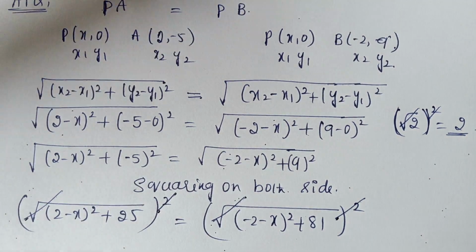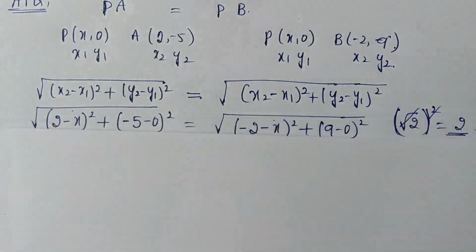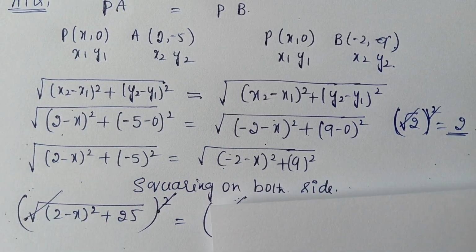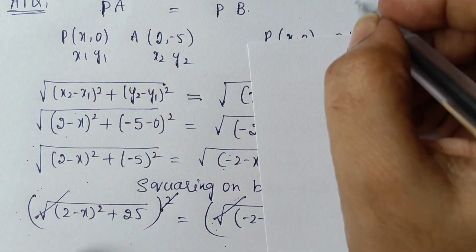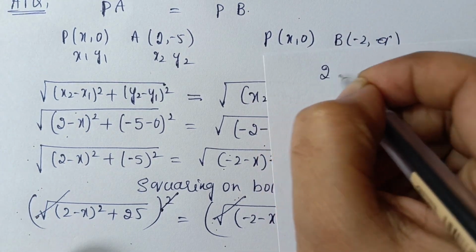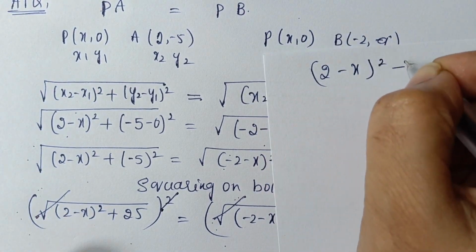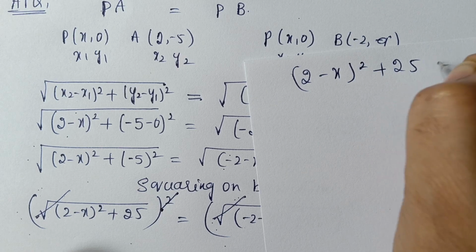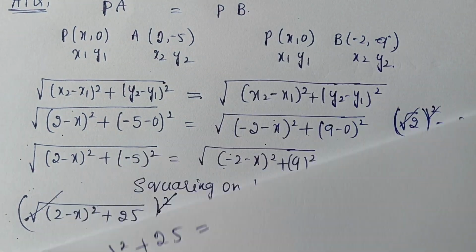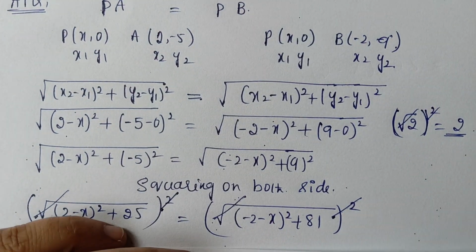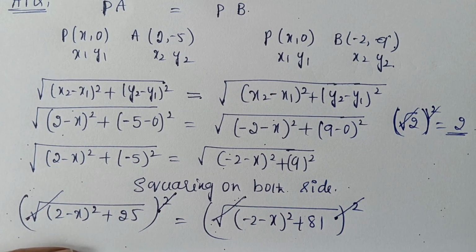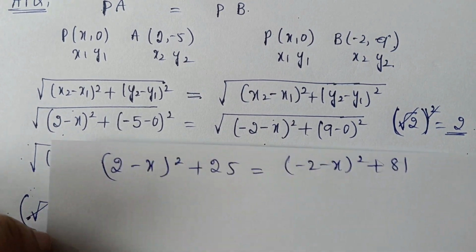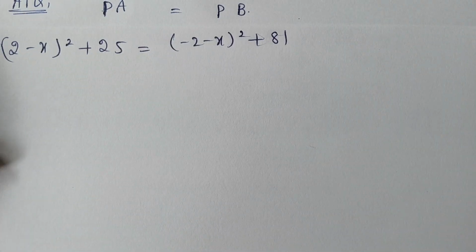Now we have the value: (2 minus x) whole square plus 25 is equal to (-2 minus x) whole square plus 81. Okay, so let's simplify this.